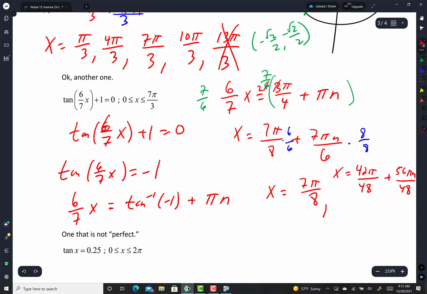I don't really like it, but that's fine. Add them up, and then we'll reduce it. 56 and 42, 56, 66, 76, 86, 96, 98. I got 98 pi over 48. Oh, you reduced it already? Okay. So 98 pi over 48, yeah, you're right. 49 pi over 24.